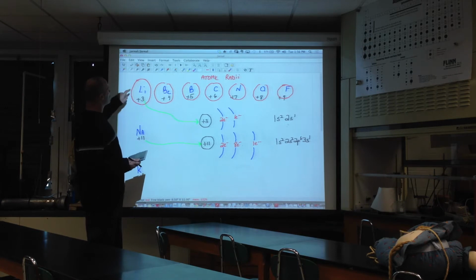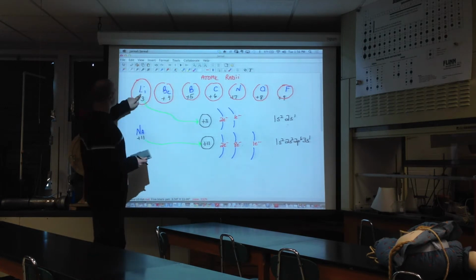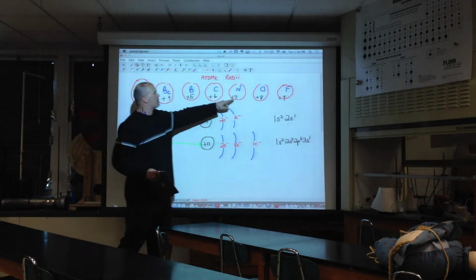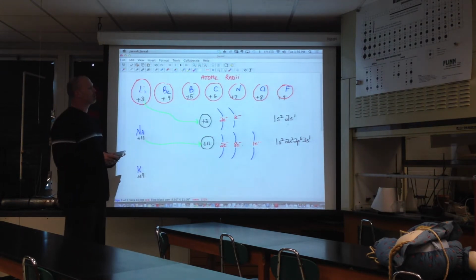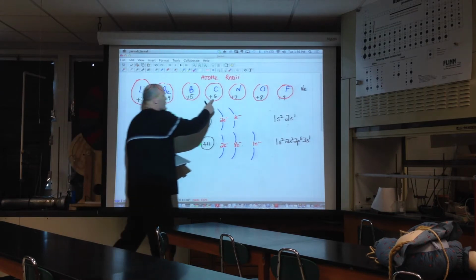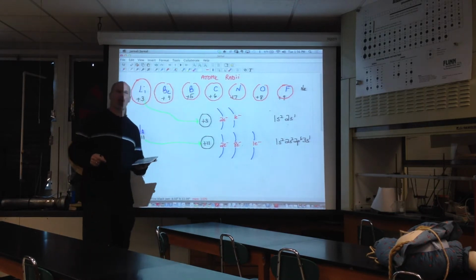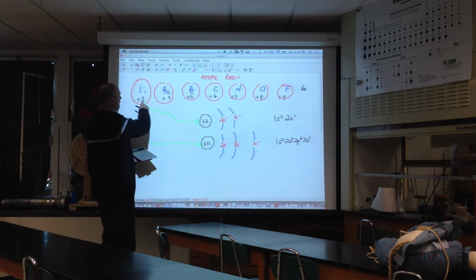Now, if you look across the periodic table, you'll notice that lithium, beryllium, boron, carbon, nitrogen, oxygen, fluorine represent almost all the elements of period 2. I am missing neon, and for fun's sake, we'll put neon here. And if you notice, I've got these positive charges for each of these. These positive charges are the nuclear charge. This is the number of protons.